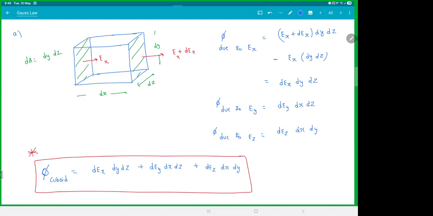All clear with this? Take a break, come back in 5 minutes, we'll continue from here. Come back by 9:46. Any doubt so far? Okay, come back in 5 minutes then.